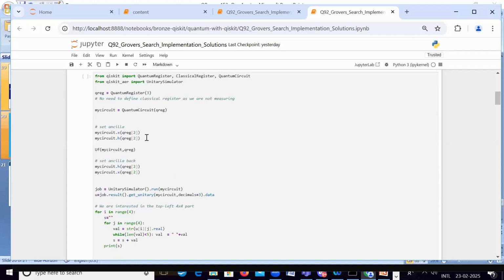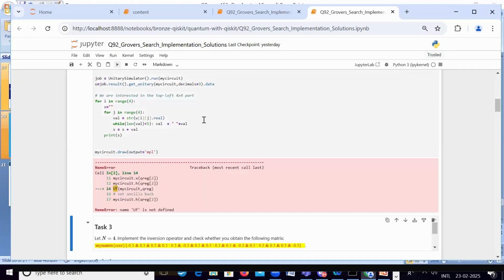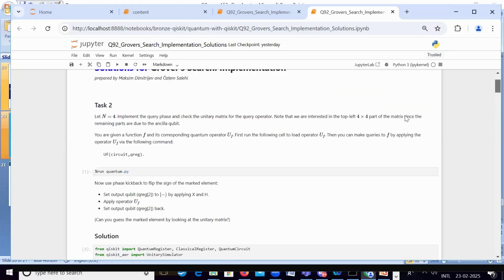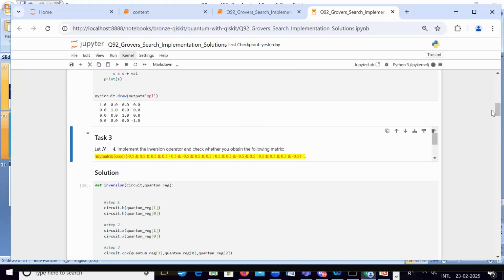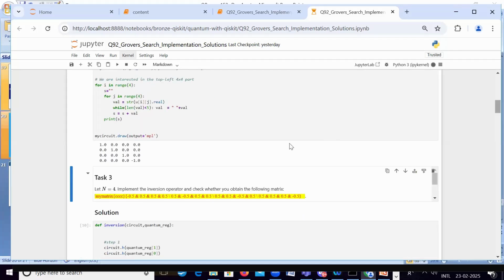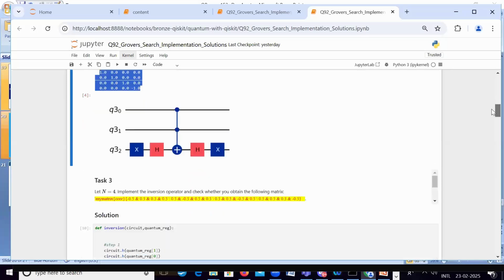So we did the same here. The first one is sending to the minus state, and the second one is again calling back. Now here you say that UF is not defined. That must come from this file. And it's being represented in the unitary representation. Now the next task, then also the circuit.